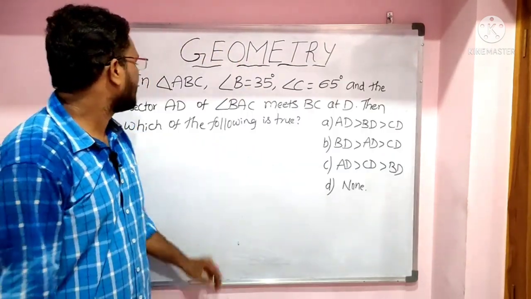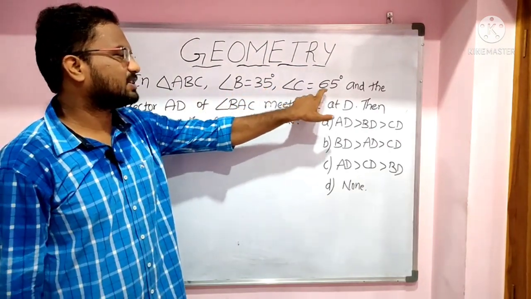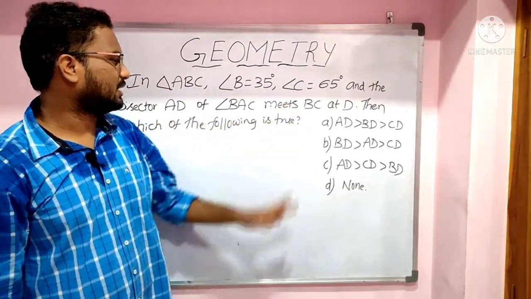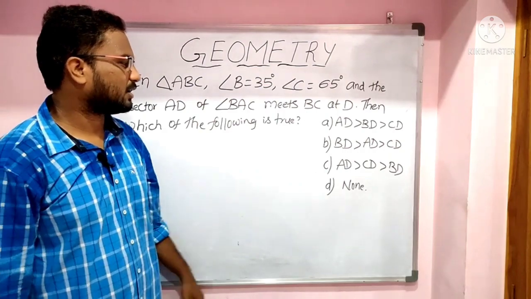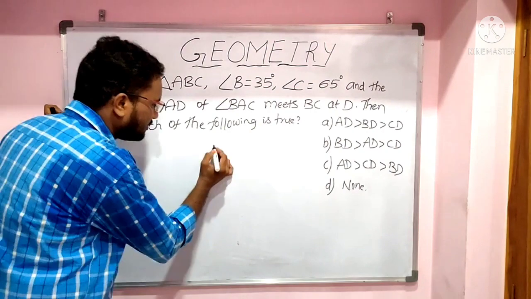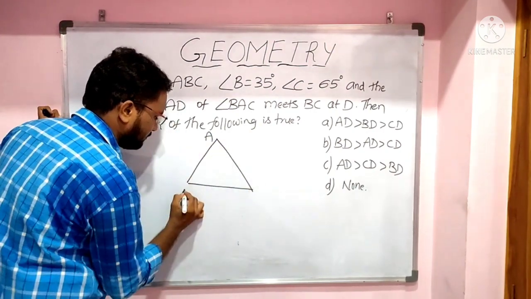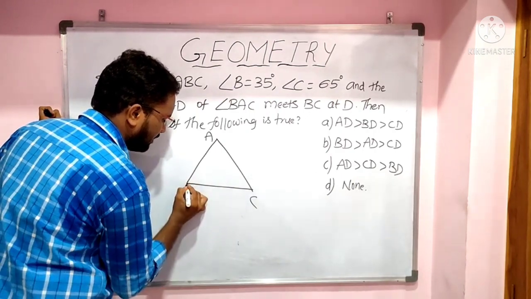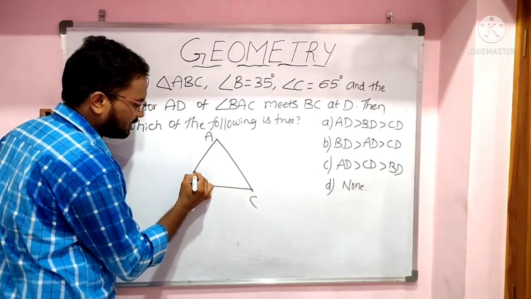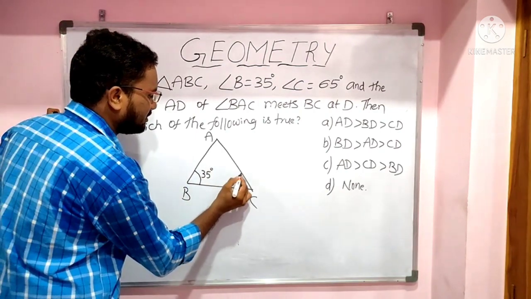Okay, next problem. In triangle ABC, angle B equal to 35 degrees, angle C equal to 65 degrees, and the bisector AD of angle BAC meets BC at D. Then which of the following is true? Okay, here are the options. So let's draw a figure. This is triangle ABC. In triangle ABC, angle B is 35 degrees, and angle C is 65 degrees.